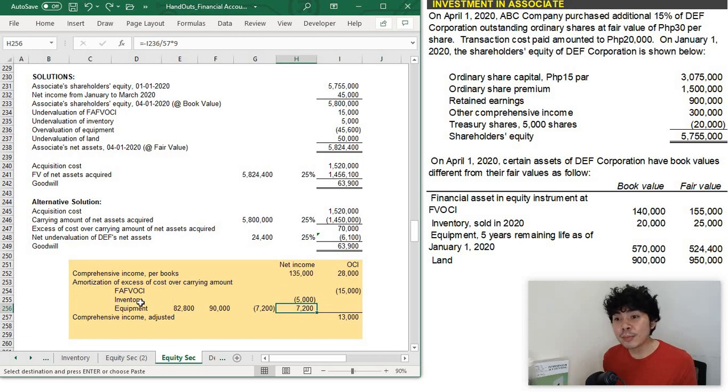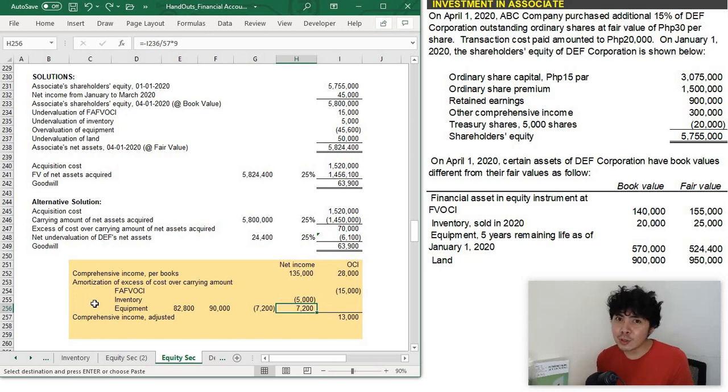So, itong inventory naman, inamortize natin siya kasi nagkaroon siya ng effect sa comprehensive income dahil naapektuhan niya yung net income through the cost of goods sold. Tapos, itong equipment, ganun din. Inamortize natin siya kasi nagkaroon din siya ng effect sa net income, which is part ng comprehensive income through the depreciation, di ba? So, ibig sabihin, yung undervaluation ng land, i-amortize lang natin yon kapag nagkaroon na rin siya ng effect sa comprehensive income, which is kailan yun?